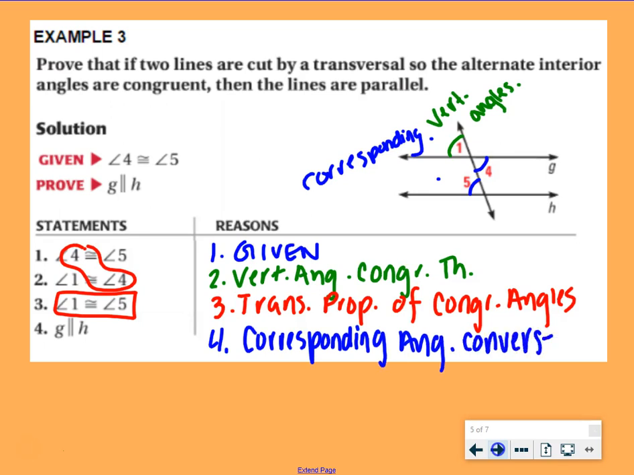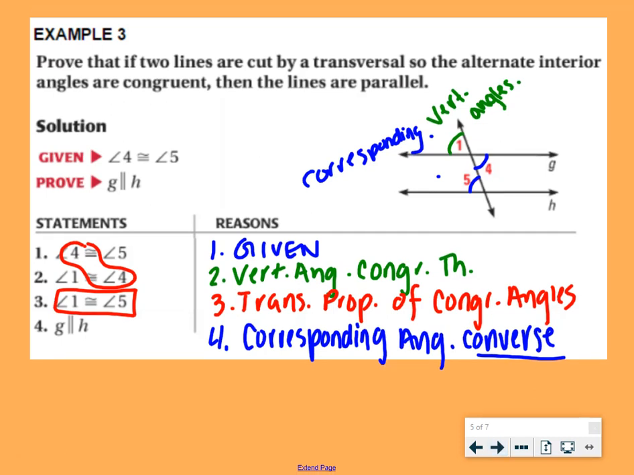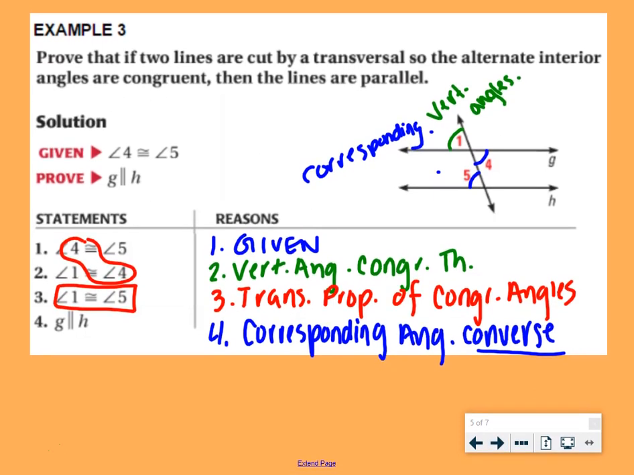Please note that if you are proving lines are parallel, you must be using the converse. If you just state the corresponding angles postulate, then you are not proving lines are parallel. That means you've been told the lines are parallel. So we need to make sure we're using the converse and the postulates correctly in the correct case.